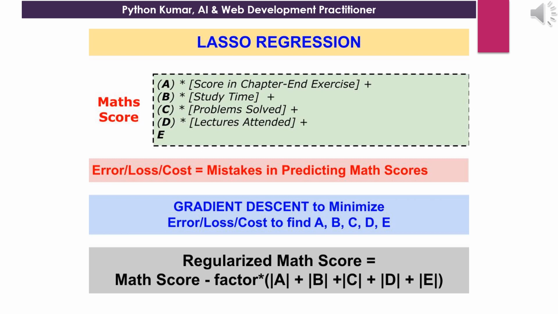You remember I chiseled off some part of the door to fit the door in the frame. So here also in lasso regression we are chiseling off the actual math score so that the error is minimized. Gradient descent was fitting hardly, like the door that was bigger than the frame, you saw that. Here also the math score was overdoing, so we are chiseling off some part of it. That's the lasso regression.